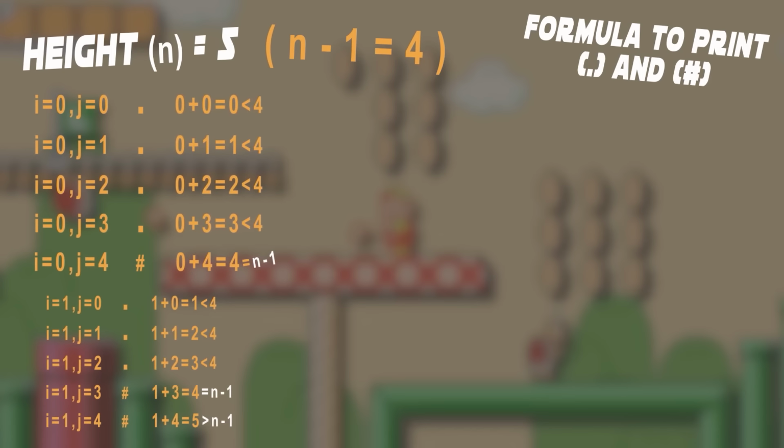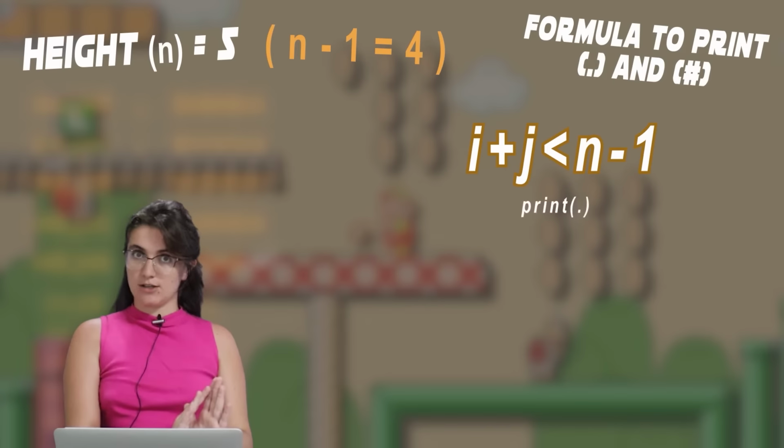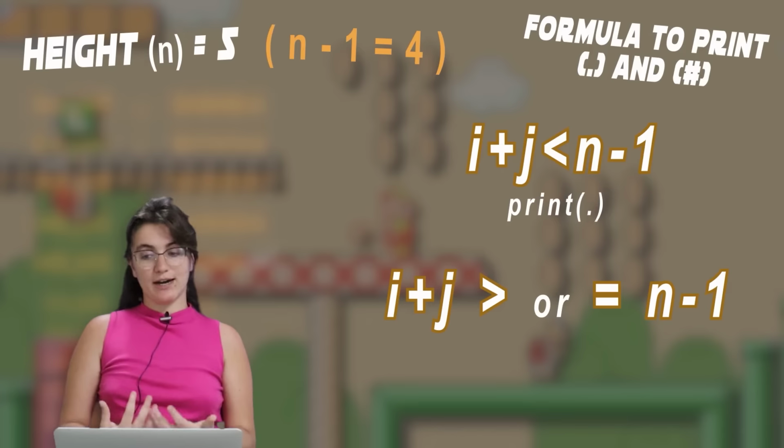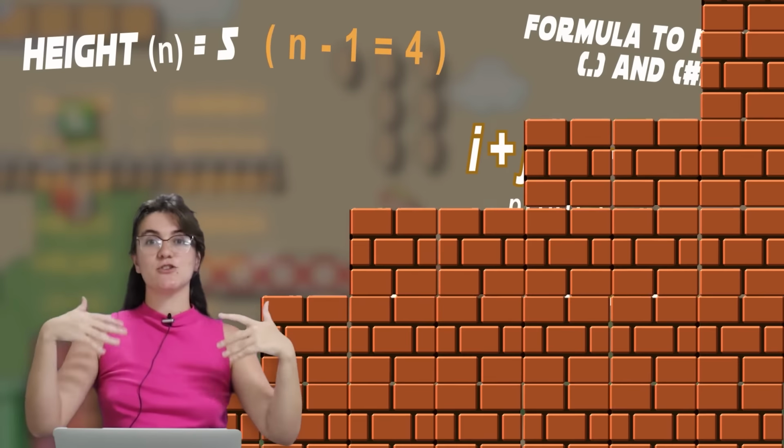This will be our main formula. If i plus j is less than n minus 1, we're going to print a dot. If i plus j is greater than or equal to height minus 1, we're going to print out a hash. Okay, so let's save this formula to use in the future.